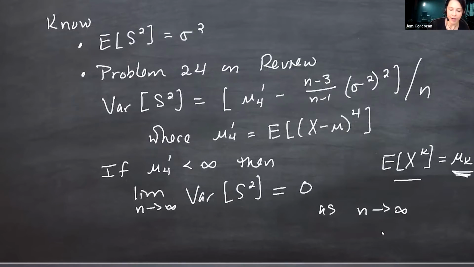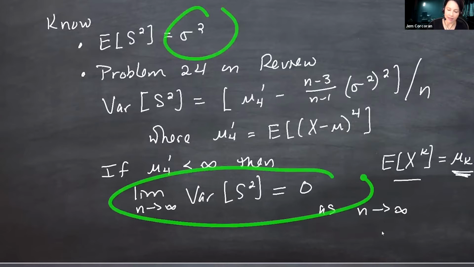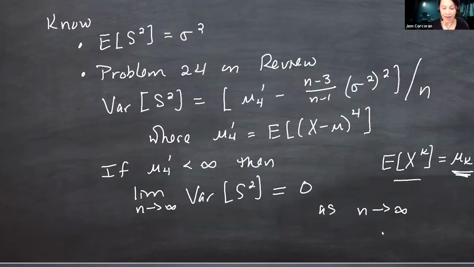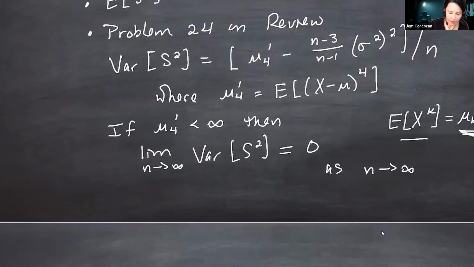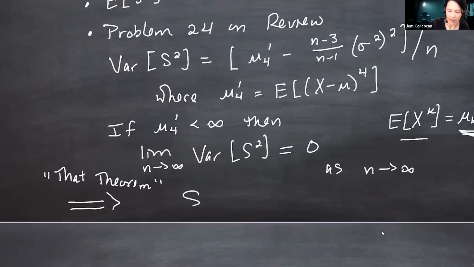is that to combine this and this to say that s squared is converging in probability to sigma squared. So this implies by that theorem that s squared, which has an n in it, but you're not seeing it in this notation, is converging in probability to sigma squared.